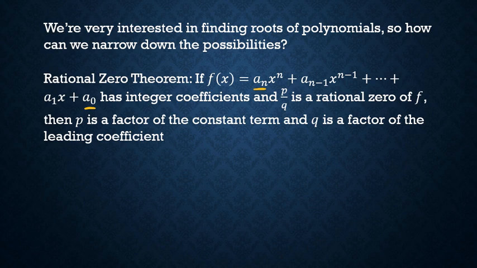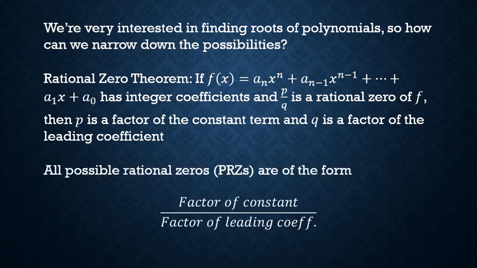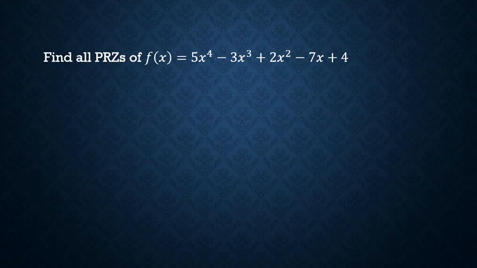So in general, we just sort of represent all possible rational zeros with the following formula, if you will. All possible rational zeros, or as you'll see me use for short, PRZs, are of the form factor of the constant divided by factor of the leading coefficient. So let's try a couple sample problems here, see how we would use this. We're going to find all possible rational zeros of this guy right here, 5x to the fourth minus 3x cubed plus 2x squared minus 7x plus 4.